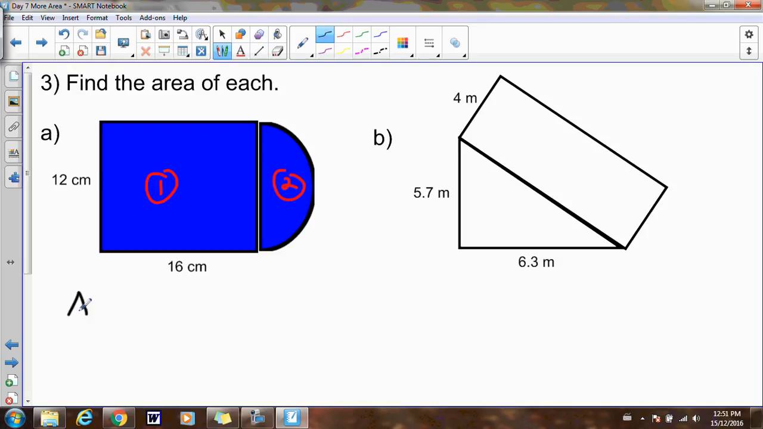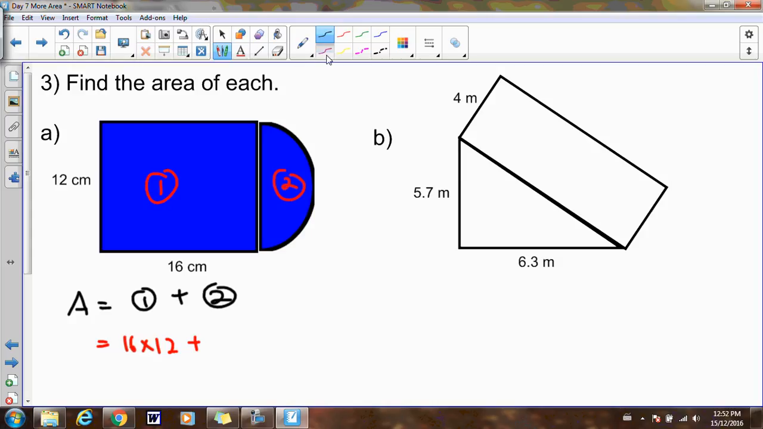So we're going to find the area. We just have to take the first one, add it to the second one. The area of the first shape is a rectangle, so that's just length times width, so 16 times 12, plus the area of the second thing, which is half of a circle.